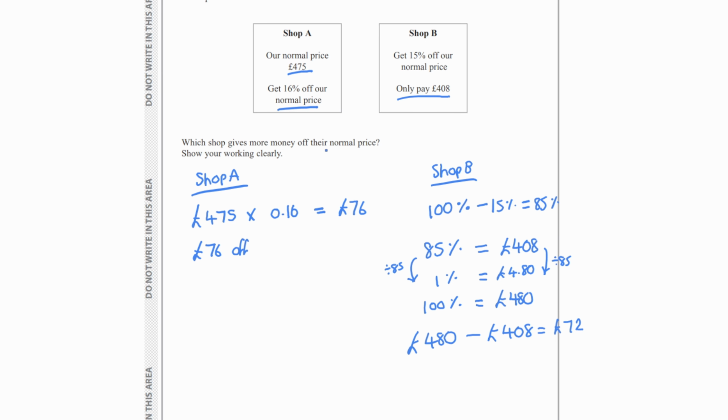So which shop gives more money off their normal price? Well, we can see that shop A gives us 76, shop B gives us 72. So our answer is shop A.